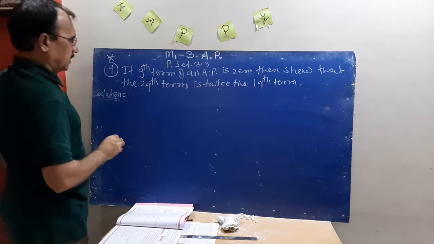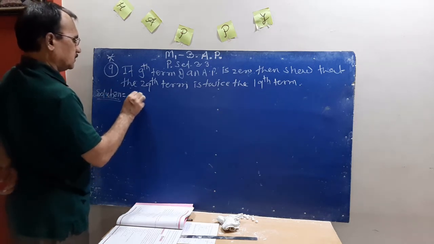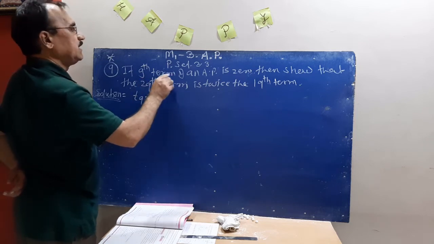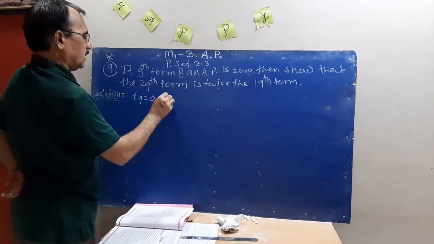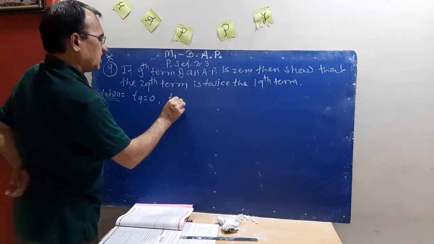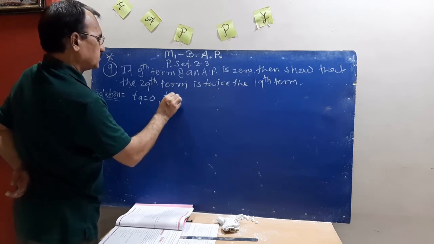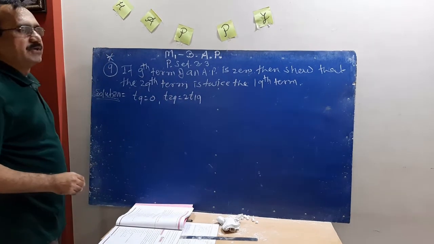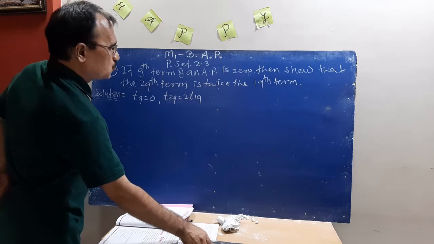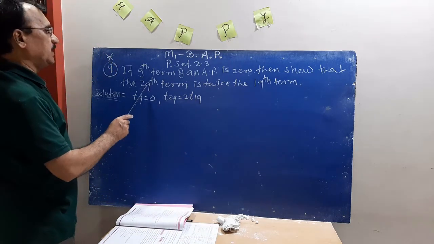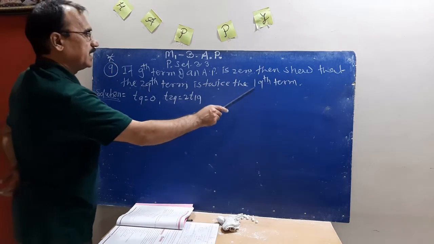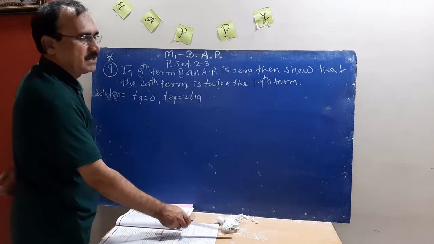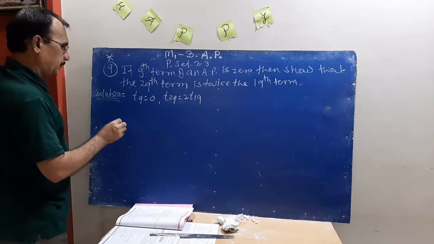First one, 19th term. T9 is equal to 0. The 9th term of the AP, 0 is given. And what we have to prove? T29 is equal to 2 into T19. Show that the 29th term is twice the 19th term, means T29 is equal to 2 into T19 is what we have to prove here.